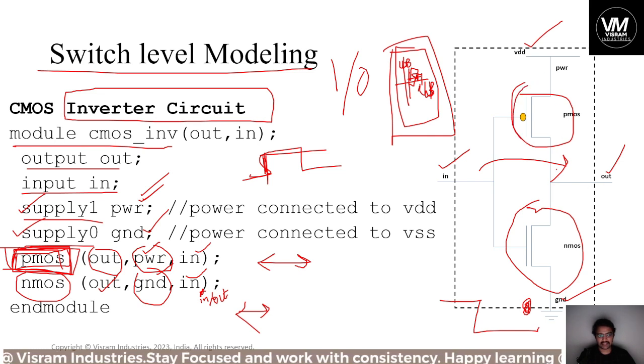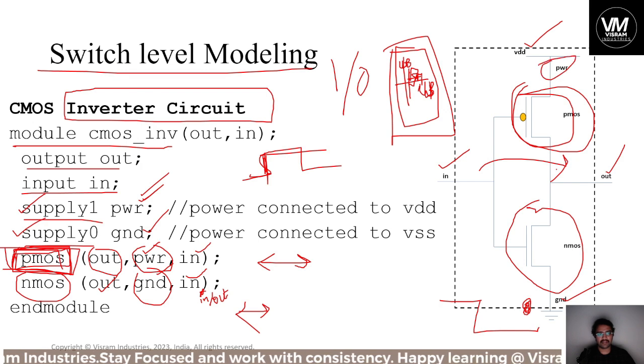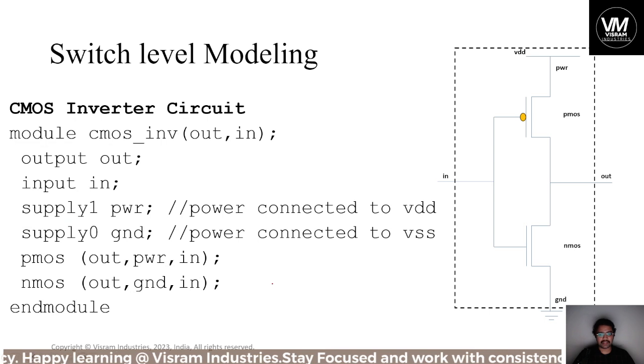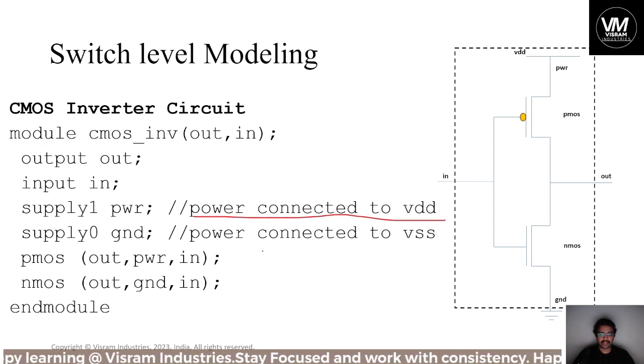PMOS, consider it as PMOS. You have power at one side, input at another side and output at the other side. And if you consider NMOS, you have output on one side, ground on another side and input on the other side. Hence those are declared, and end module. Hence this is how the CMOS inverter works. Power connected to VDD, and here this is connected to VSS, which has no value, it is 0. Hence it is ground. For our representation, we have VDD here and VSS usually.